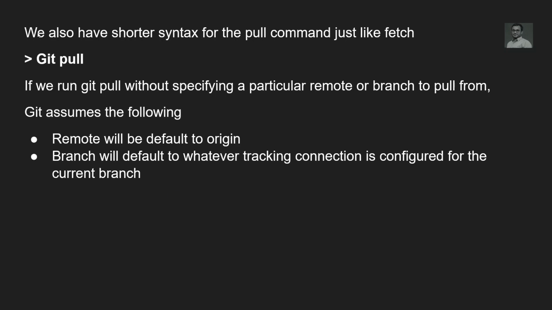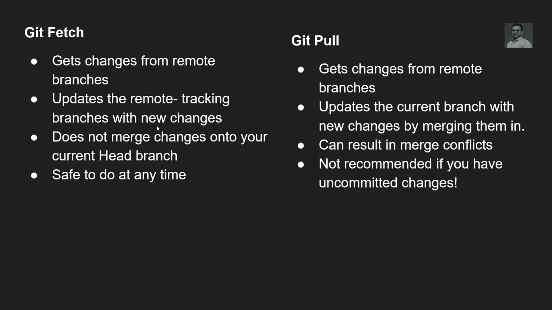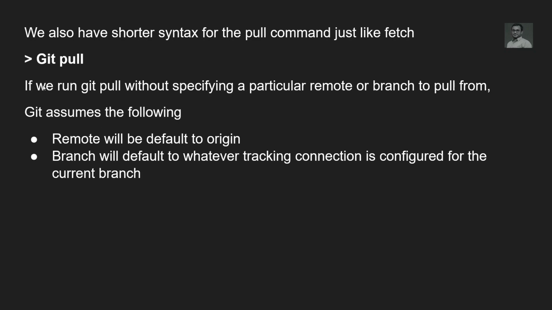So another thing you need to remember is we also have a shorter syntax for the pull command, just like the fetch. So just like the fetch, you also have a shorter command for the git pull. That is nothing but git pull. So with git pull, we are not mentioning the remote and the branch name. If you are running git pull without specifying a particular remote or branch to pull from, git assumes the following things.